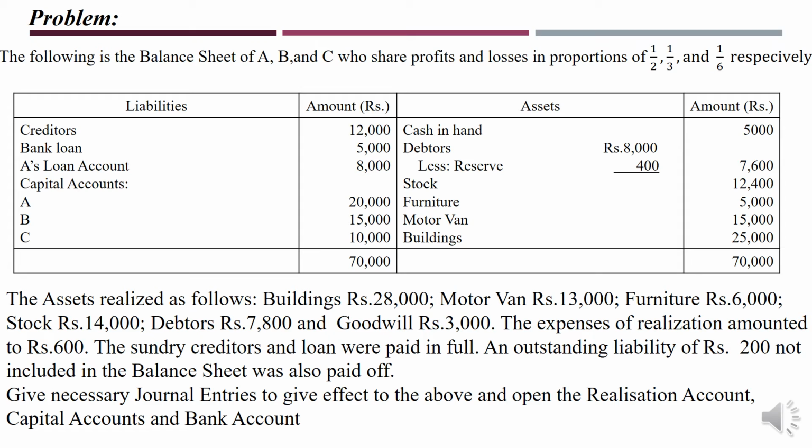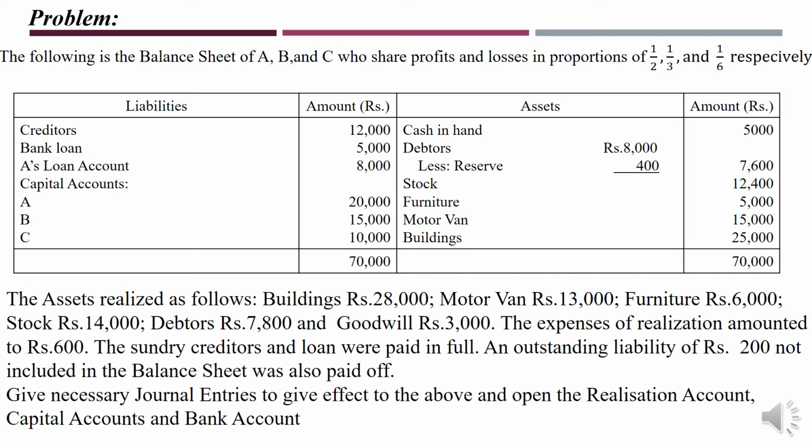First problem. The following is the balance sheet of A, B and C who share profits and losses in the proportion 1/2, 1/3, 1/6 respectively. See, when you convert them into a common denominator, 6 becomes the common denominator, and the numerators give 3/6, then 2/6, and this becomes 1/6, so the old profit sharing ratio becomes 3:2:1. So this is the balance sheet, and these are the adjustments given.